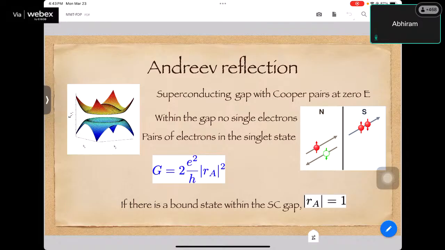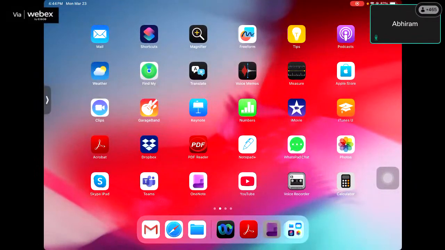Okay, so now what happens to the conductance in normal metal superconductor junctions? The conductance is basically 2 into e square by h into mod Ra square, where mod Ra square is the Andreev reflection probability. So interestingly, if this Ra is large, you can get this conductance greater than e square by h. That's an interesting property of transport in normal metal superconductor junctions.